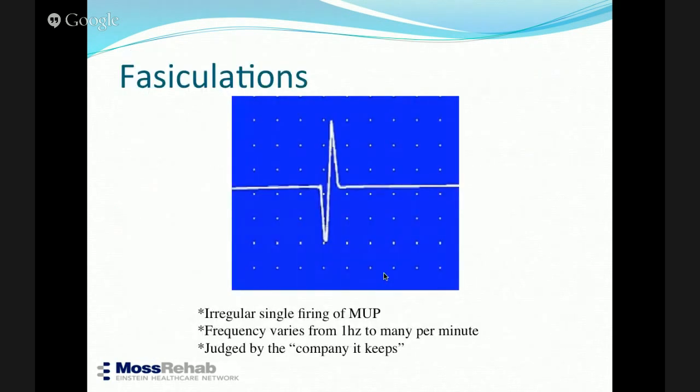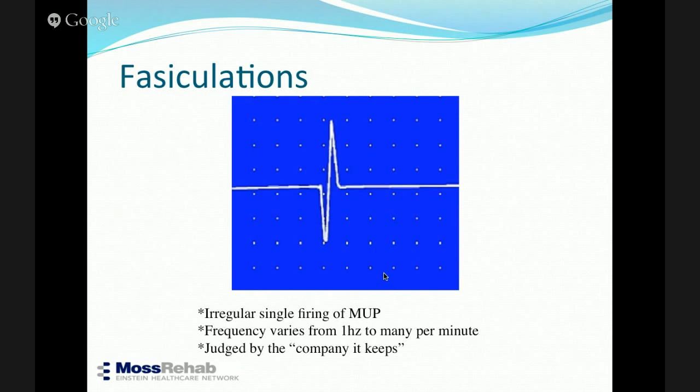So it's a fasciculation. Fasciculations are exactly the same as motor unit potential. Fasciculations are judged by the company it keeps. If your company is bad, it's bad fasciculation. If company is good, it's benign fasciculation, such as when you drink too much coffee, you start getting fasciculation in the eye. If you are excited, going through the exam, you're nervous, you're going to get the fasciculation. It's very common to get benign fasciculations.